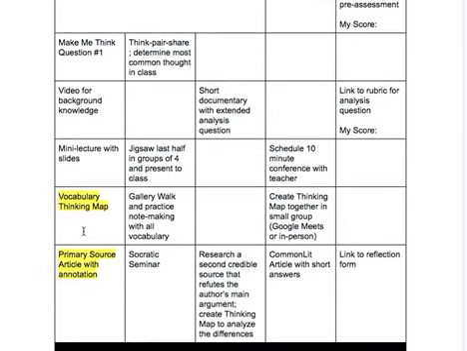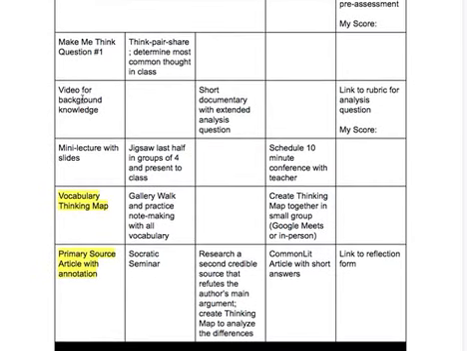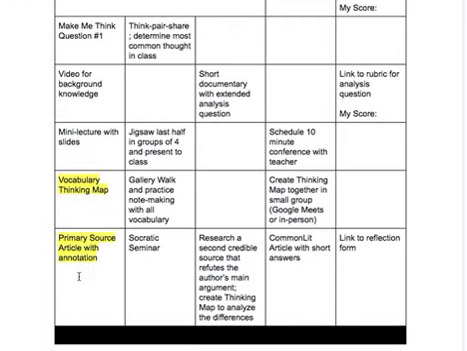Then we might do a thinking map with vocabulary. Since we're already working on some background knowledge, we know that something that's going to get them to that target might have to be vocabulary. And then because this was social studies and I was thinking some literacy and some thinking skills, I might give them a primary source article with some annotation.